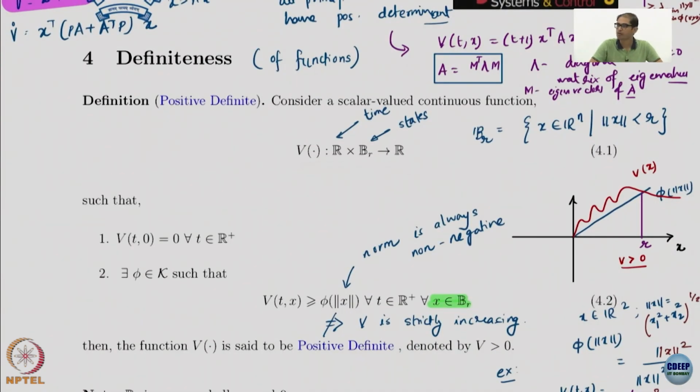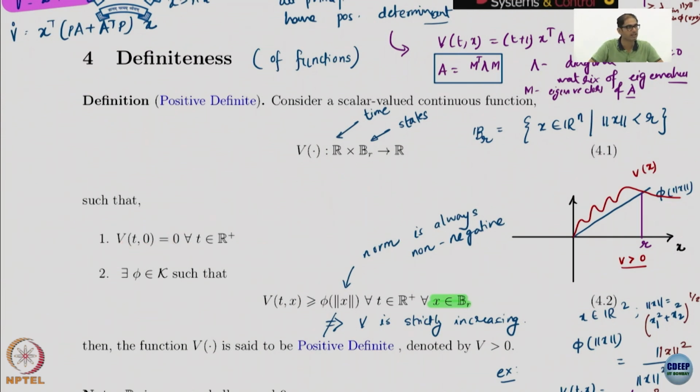As of now I have only defined the domain and the range, okay. What do I require? I require that it is 0 for 0 states. The function has to be 0 valued when the states are at 0. It is almost like a norm condition, remember: it has to be 0 when states are 0 for all t in R plus. It does not matter what t is.